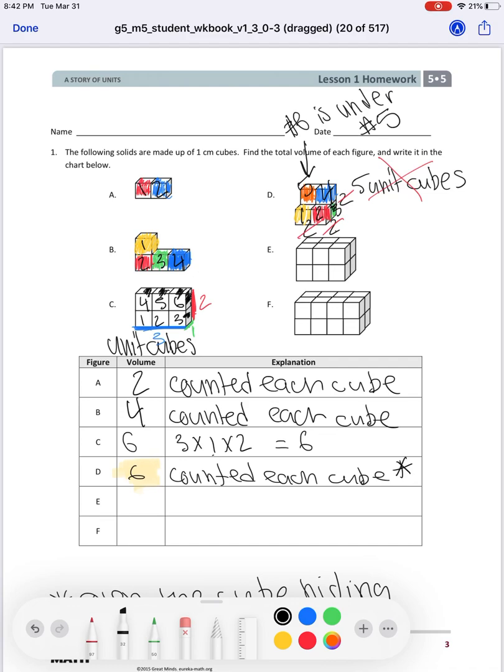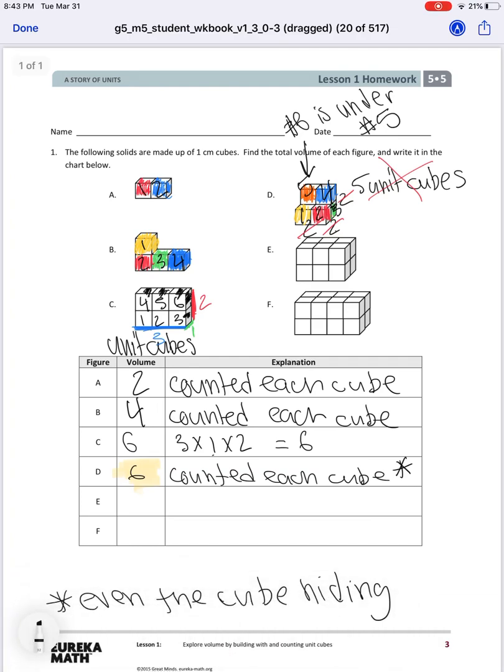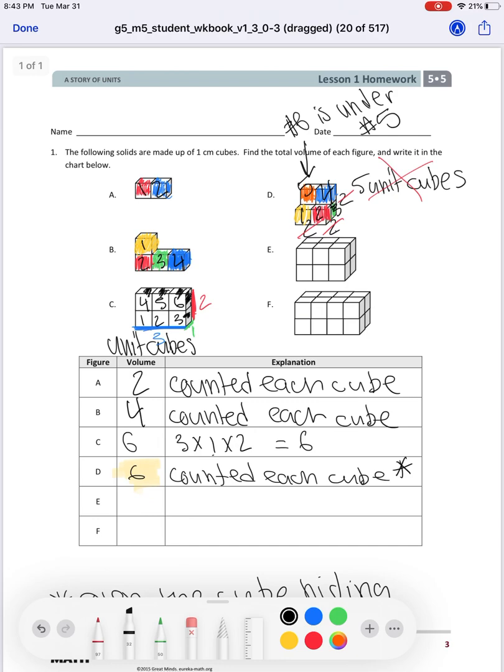Letter E and letter F also have hidden cubes. However, letter E and letter F, you can use the formula, length times width times height. And the reason you can use that formula is because they are solid rectangular prisms. So they don't make a complex shape like this one does. This is just a rectangle box. This is just a rectangle box. So let's start with using the formula.